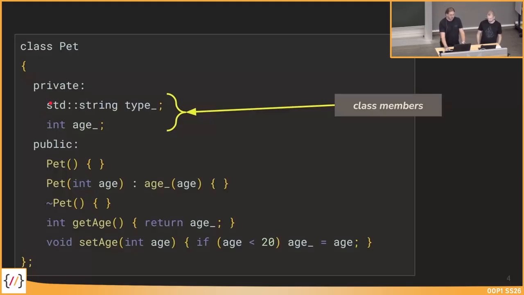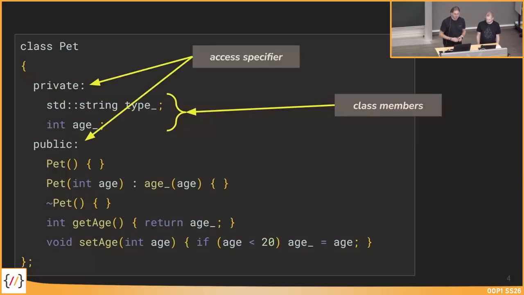And usually they have some access specifier. So they are either private or public. They should be private most of the time. So we have the access specifier. We have the private access specifier, which means we can only access these member variables, but also methods within the class. But there's also the access specifier called public, and another one. We will learn about that next week.